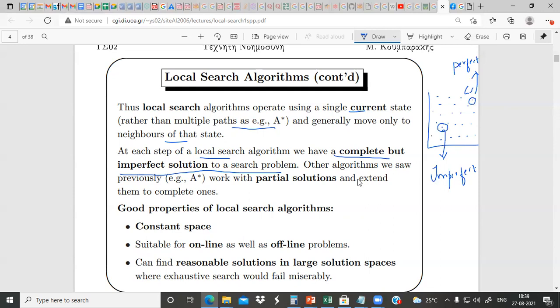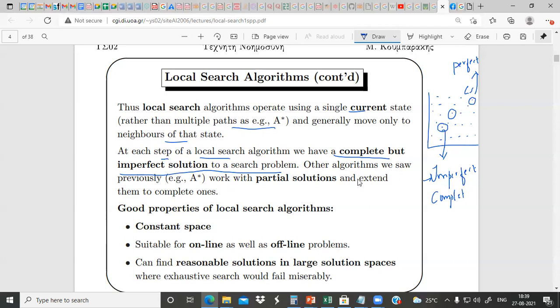So what is meant by complete? When we call an algorithm complete, it means that if a solution exists, the algorithm will find it. In our case here, we consider everything as a solution, but other than the goal state, all the solutions are imperfect. So the local search algorithm, at every step, is sure that it will find an imperfect solution. So we can say that it is complete but imperfect. Complete means it has found a solution, but it is an imperfect solution.